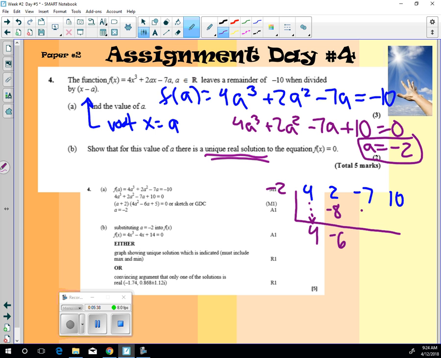Multiply these out, I get 12. 12 minus 7 is 5. 5 times negative 2 is negative 10. What happens? Are you surprised? I'm not, because what we knew was going to happen is that this is going to be a factor, so we're going to get a remainder of 0.